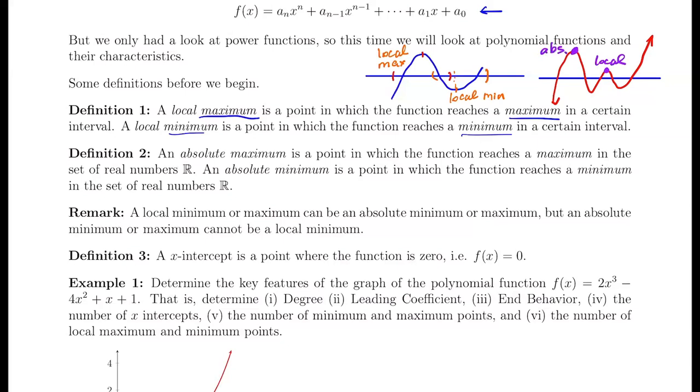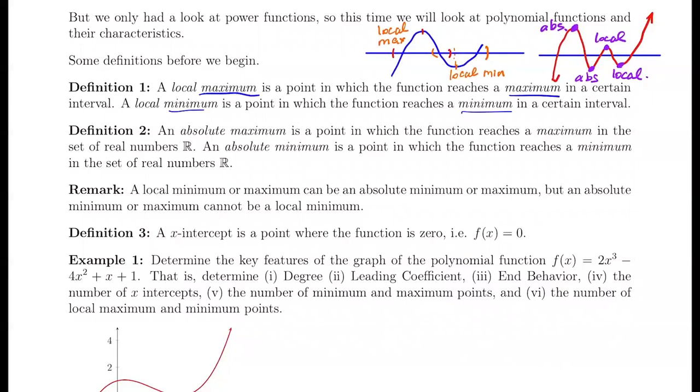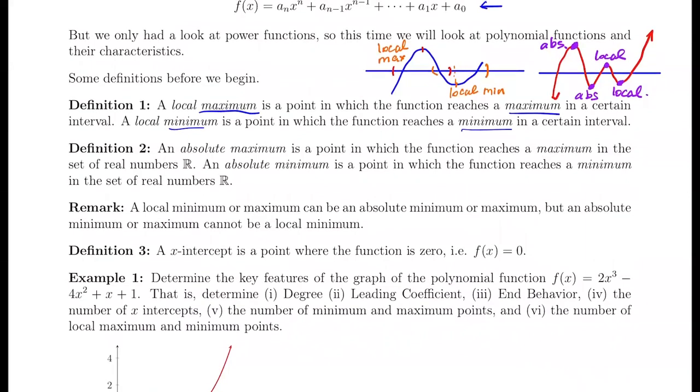And similarly, we have the absolute minimum as well, which is the point in which the function reaches a minimum in the set of real numbers R. So based on the graph that we've drawn, this one would be the absolute minimum, and this one would be the local. Now, keep in mind that local minimums or maximums can also be the absolute minimum or maximum, but the reverse may not be true at all. Because a local minimum is basically from a certain interval, but the interval could also be the set of real numbers from negative infinity to infinity.